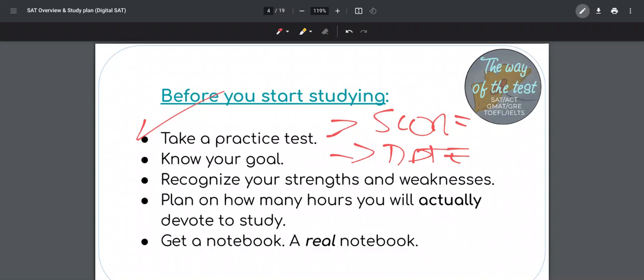A second important thing is to know your goal. You want to know exactly what is the score that you want for the specific university, and when you want to achieve this score. When are you going to take your official SAT?